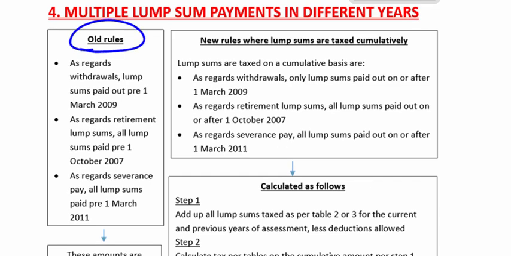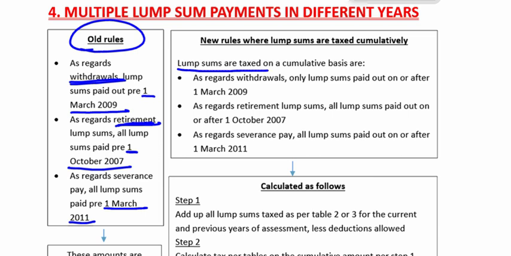So the old rules: if there was a withdrawal, we only look for withdrawals that are after 1 March 2009. If there's retirement of someone, we only look at retirement payouts after 1 October 2007. And with severance pay, we only look at retrenchment after 1 March 2011. Okay, so anything that happens before these dates is part of the old rules, and we don't take it into account in this calc. How do the new rules work?